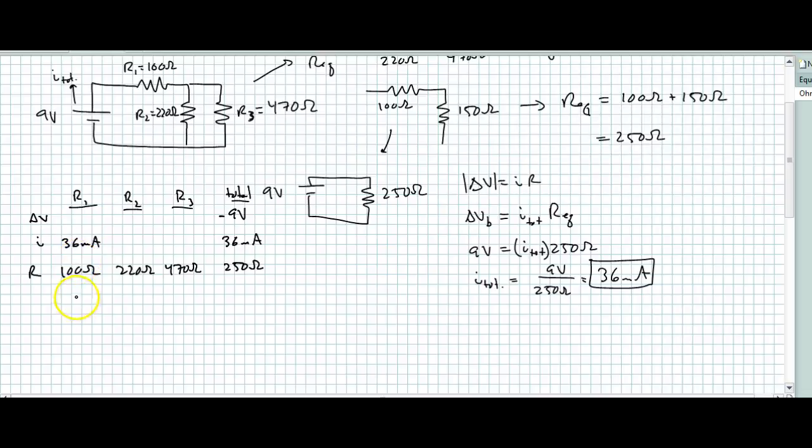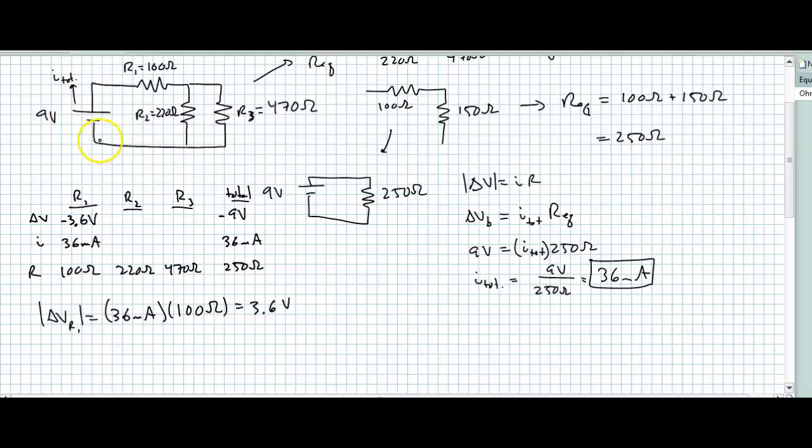Now I have 2 out of 3 in this column, so I can use Ohm's law. So for R1, the absolute value of delta V is 36 milliamps times 100 ohms. Remember you have to put this in SI units, that has to be 0.036 amps, and then you multiply it by 100 ohms, so that'll give you 3.6 volts. It's a resistor, so it's going to be a drop in voltage, so that's minus 3.6 volts.